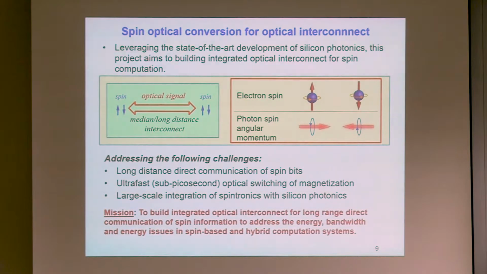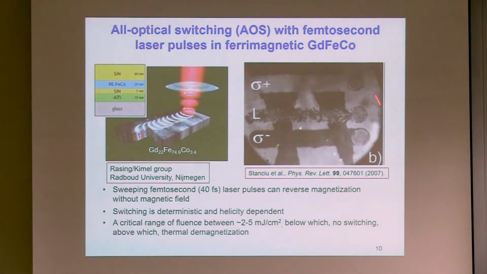And of course, spin systems have many other problems. For example, the spin current does not diffuse very long, so you also have the problem of long-distance communication of the spins. And the speed has also a limitation. That's why we are very excited to see, again, rising groups working on optical switching in gadolinium iron cobalt, right? So it shows that there is a helicity-dependent switching of magnetic switching. So we thought that it actually provides a solution.